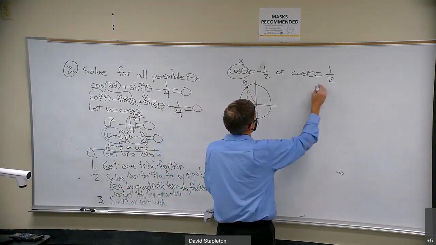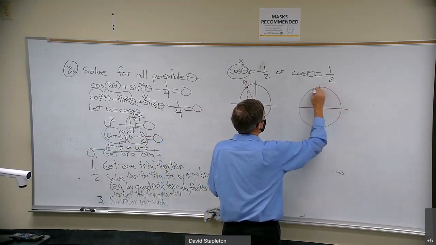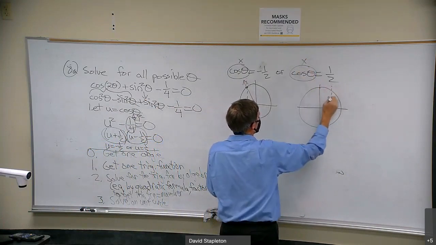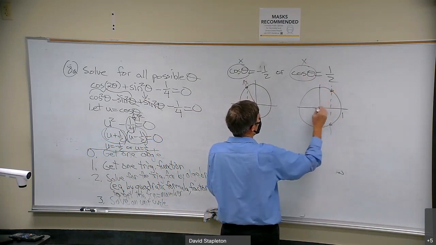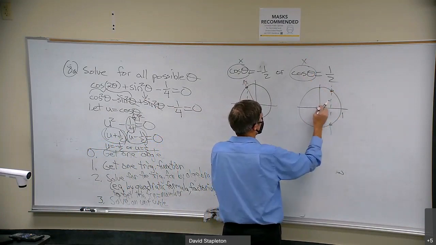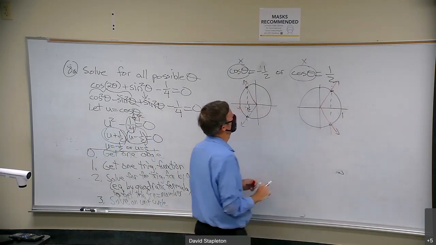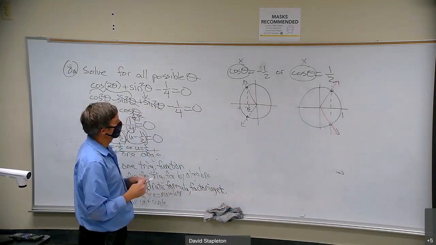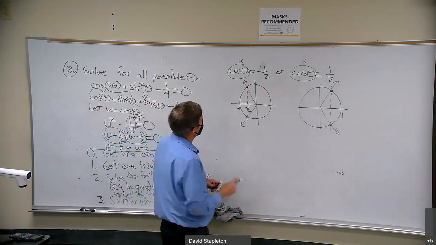Now, the other possibility is cosine theta equals plus a half. That's x equals a half, this vertical line halfway to 1. Once again, there are 2 points at which the unit circle is cut by the vertical line. So there are 2 angles here. Now, what are those? I can figure them out easily, right?